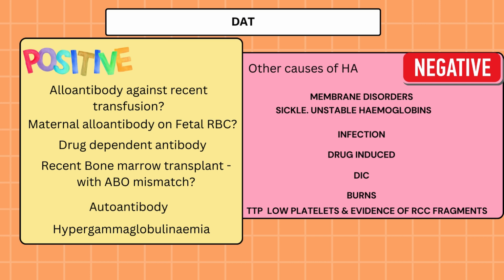And if the DAT is negative, then you need to think about other causes of hemolytic anemia, such as a membrane disorder, sickle cell anemia, an infection, other drugs, DIC, burns. If the patient has low platelets and evidence of red cell fragments on the blood film, then you should be thinking about TTP, which is a medical emergency. A positive DAT is not specific and is also associated with a wide range of non-hemolytic disease states. It can be passively deposited from liver disease, chronic infection, malignancy, SLE, or renal disorders, or even drugs such as intravenous immunoglobulin or ATG, antithymocyte globulin, that the patient has had recently.